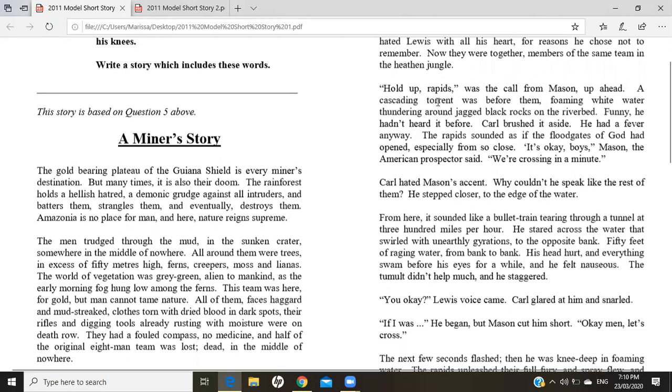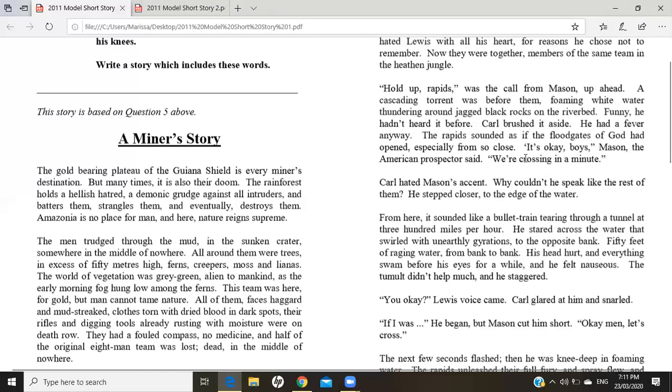It says, Hold up, rapids, was the call from Mason up ahead. A cascading torrent was before them, foaming white water thundering around jagged black rocks on the riverbed. Funny, he hadn't heard it before. Carl brushed it aside. He had a fever anyway. The rapids sounded as if the floodgates of God had opened, especially from so close.